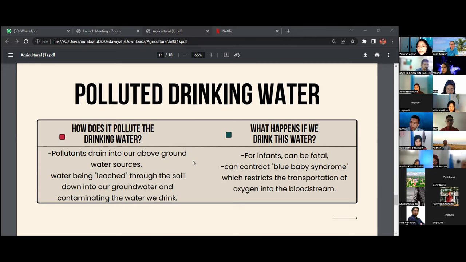What happens if we drink this water? This water contains too much nitrogen as nitrate, which for infants can be fatal. Young children and adults have an enzyme that fights off this condition. Infants, however, don't have this enzyme and can contract blue baby syndrome, as Adavia said earlier, which restricts the transportation of oxygen into the bloodstream. Next slide.